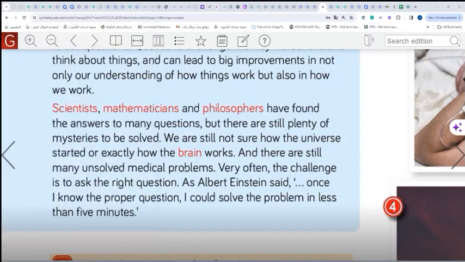Okay. So dear students, again, scientists, mathematicians, and philosophers have found the answers to many questions, but there are still plenty of mysteries to be solved. Brain, again, what do you mean by brain? عقل. Okay. So when we mean the organ that controls or sends messages to the body, yeah, it's the organ. I mean المخ, okay? ولكن العقل is something else.